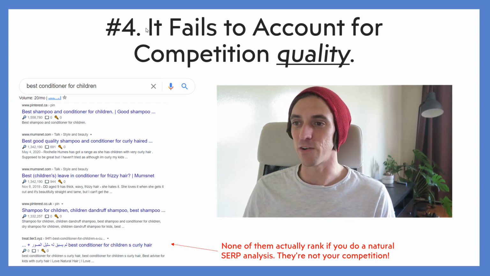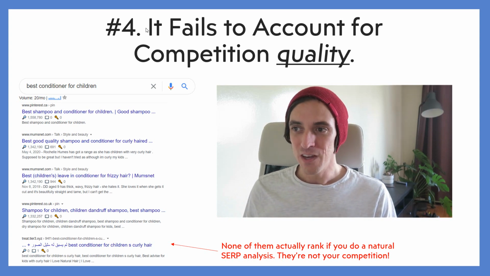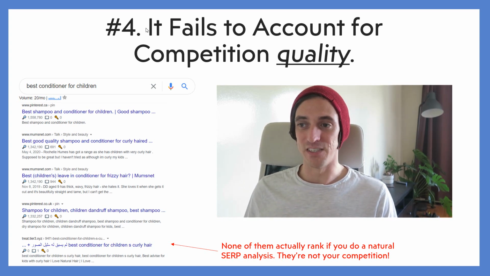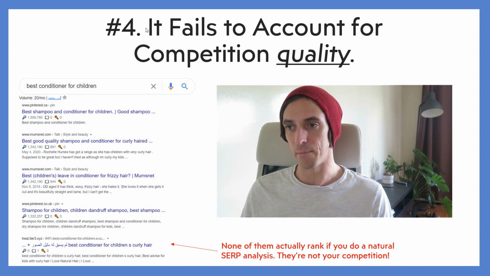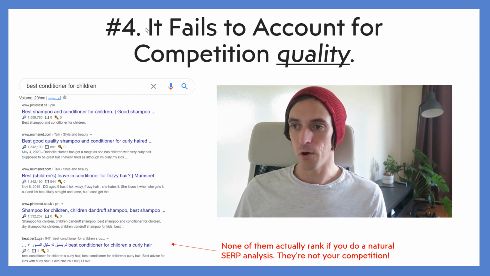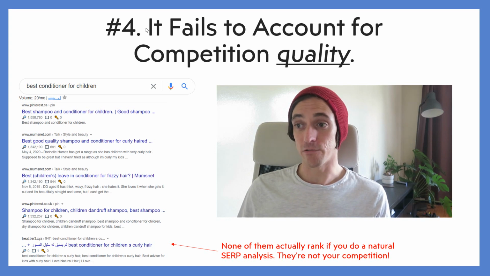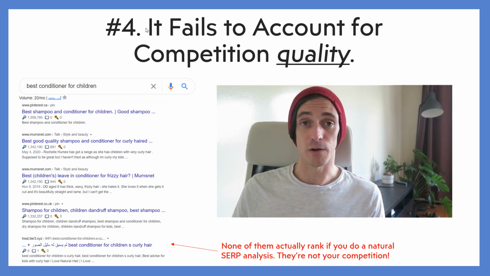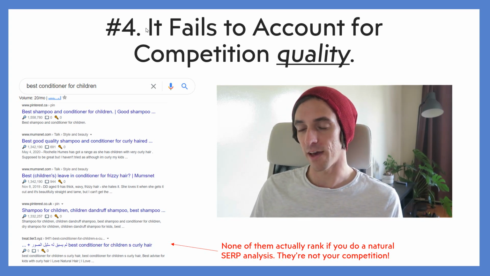Next one, it fails to account for competition quality. So here's one where I did best conditioner for children. Again, I'm not saying that this is KGR compliant. I'm just giving you examples. Its volume is 20 per month, and it's come up with 5 results. So it is KGR compliant. It'll be 0.25 after the calculation.